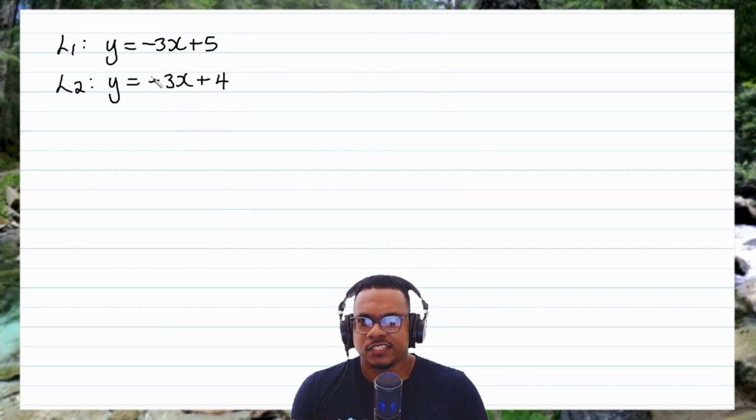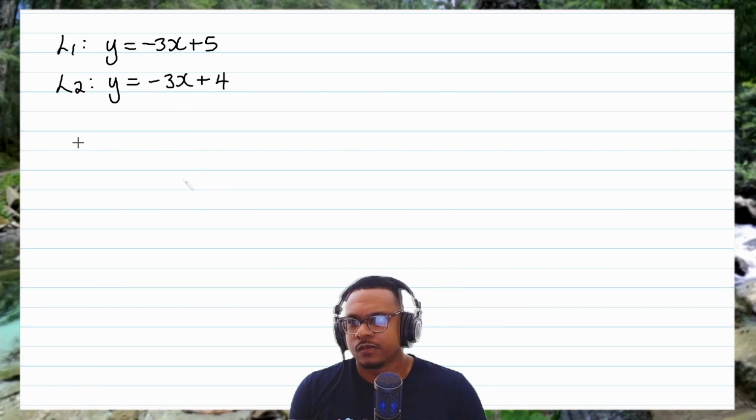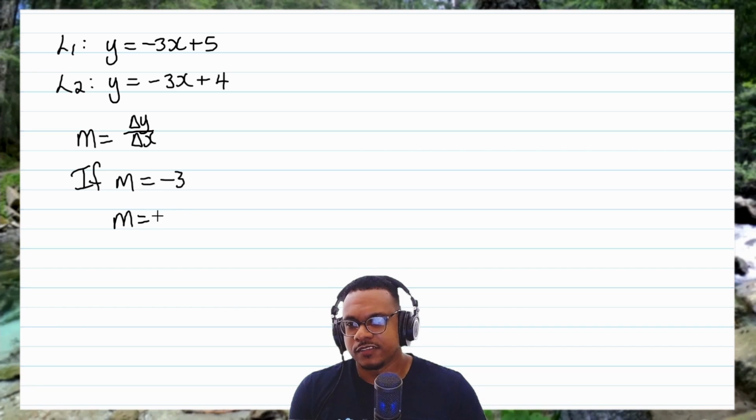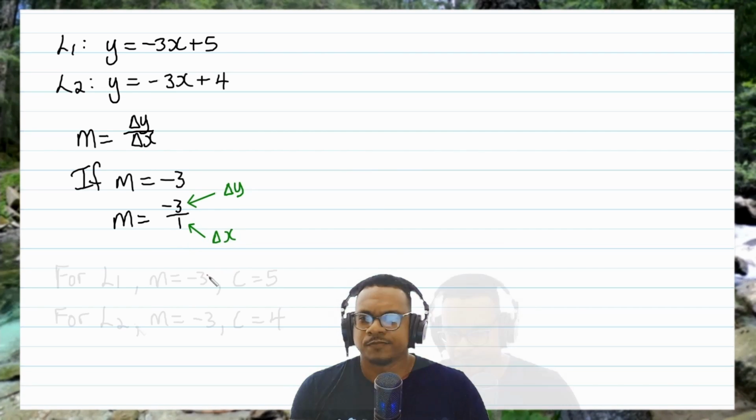So now I'll sketch the graph of L1 and L2 to show that they are parallel. Now remember, gradient is equal to my change in y over my change in x. So a gradient of negative 3 will be negative 3 over 1. So if my gradient is equal to negative 3, my gradient is equal to negative 3 over 1. Where this negative 3 will be my change in y, and this 1 would be my change in x.